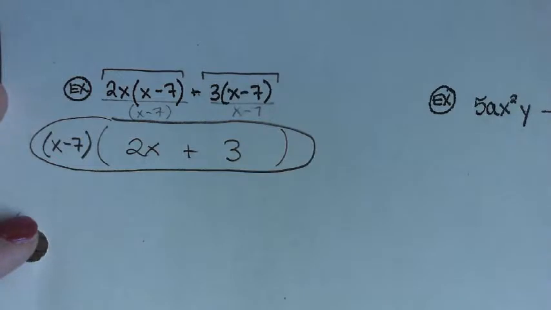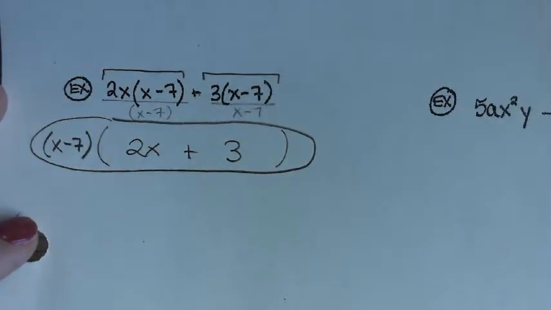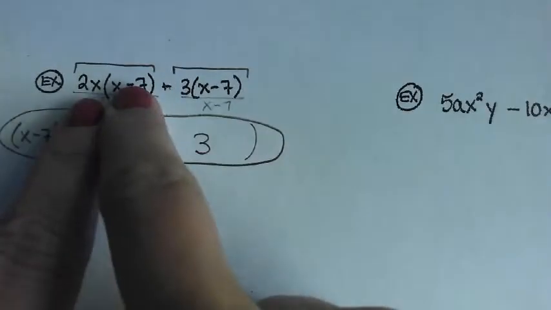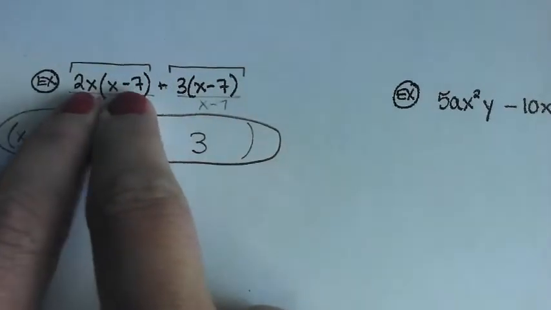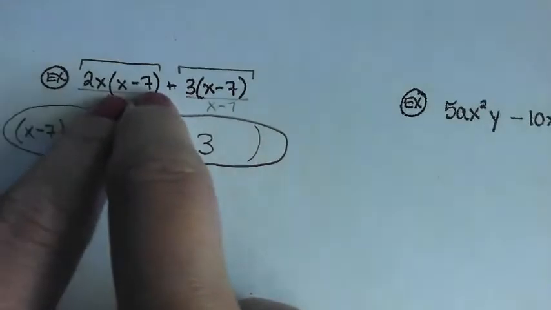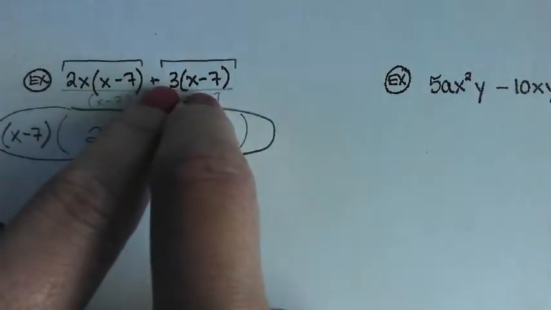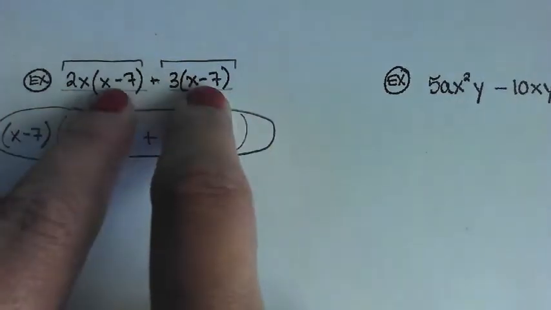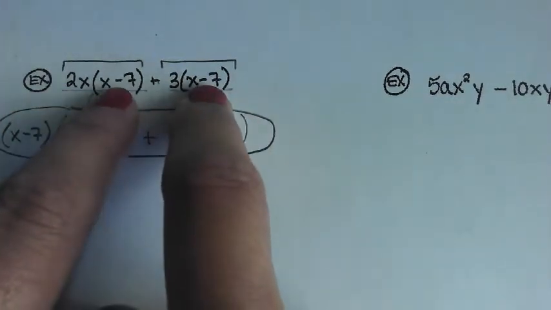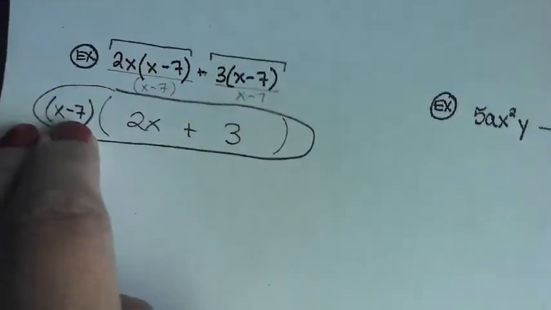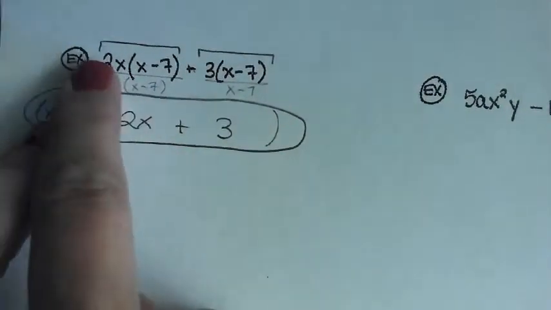Well, how do you decide to use x minus 7? Because if I look at them, this particular term has 3 factors, a 2, an x, and an x minus 7. This particular term has 2 factors, a 3 and an x minus 7. So what factor did they both have? X minus 7. So I took that out in front. And when I divided that factor out, this was left with a 2x, this was left with a 3.